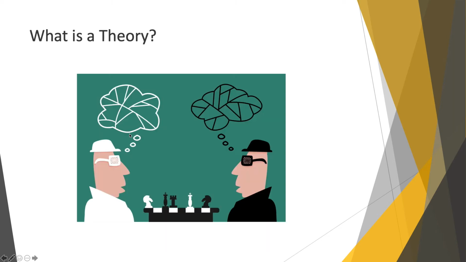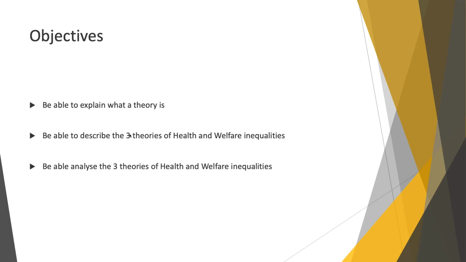So the objectives for today are to be able to explain what is a theory in the first place, be able to describe the three theories of health and welfare inequalities. Okay, you notice that I'm using the word health and welfare. This is because that's what's on your assignment brief, but they are in fact the same thing. Okay, so for the sake of this class, I'm just going to call them health inequalities. And finally, be able to analyze the three theories of health inequalities. Okay, know what a theory is, know what the three theories are, and be able to analyze that, compare and contrast the three different theories of health inequalities.